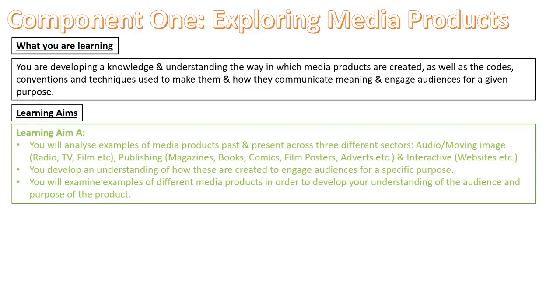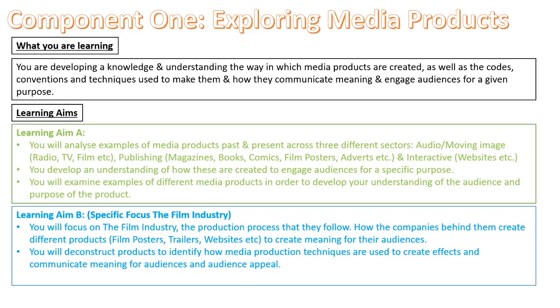So this is going to be focused on two learning aims. Learning aim A, which will be based on how you analyse products from past and present across three different sectors: audio, moving image, radio, TV, etc. Publishing, magazines, books, comics, film posters, adverts, and interactive media, which is websites. And we're going to understand how audiences engage with these, and we're also going to look at how different examples of media products work in order to understand how audiences are targeted and what the purpose of the product is.